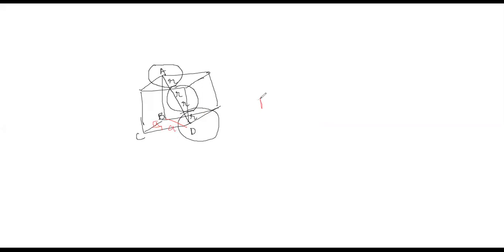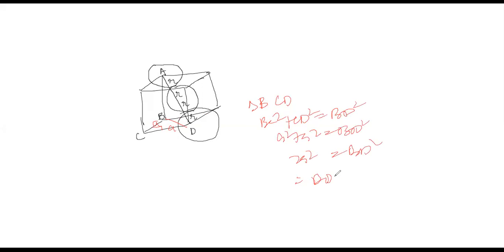So in triangle BCD, you know that BC square plus CD square is equal to BD square, which is A square plus A square is equal to BD square. That is 2A square is equal to BD square, and therefore BD is equal to square root of 2 into A. So this is what you get, square root of 2 into A.